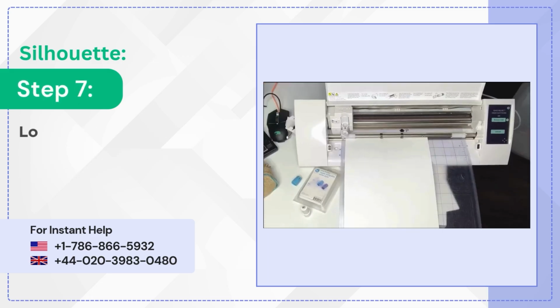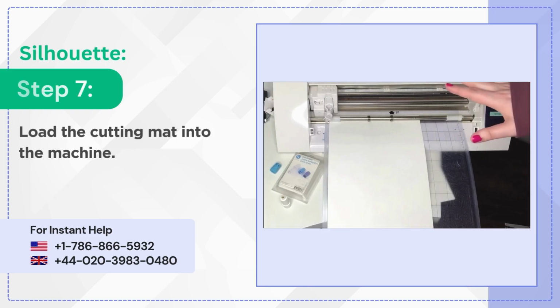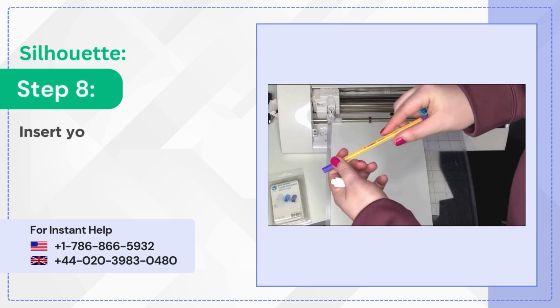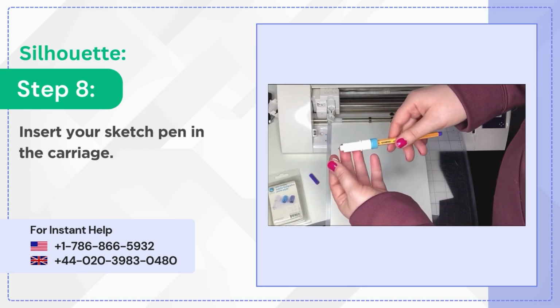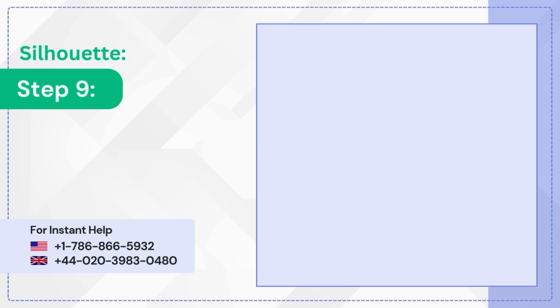Step 7. Load the cutting mat into the machine. Step 8. Insert your sketch pen in the carriage. Step 9. Click on Send.